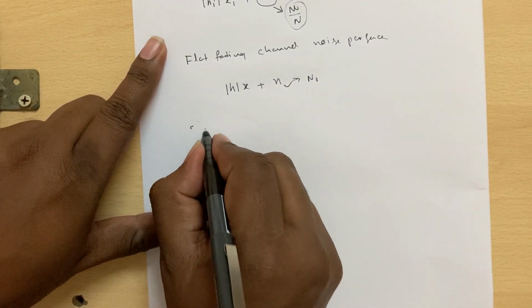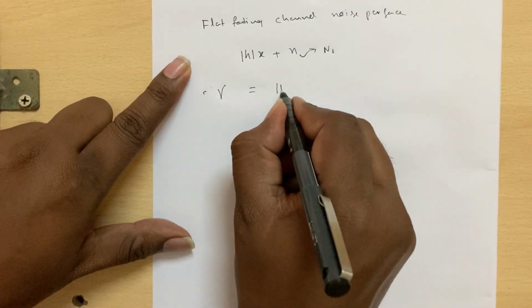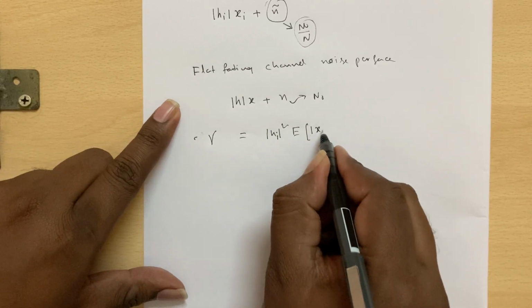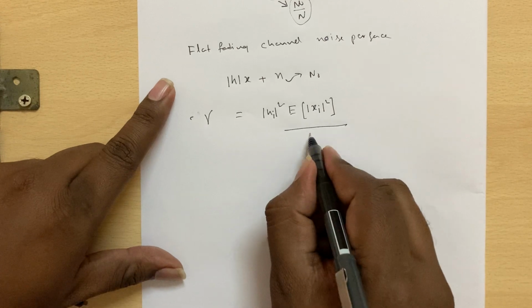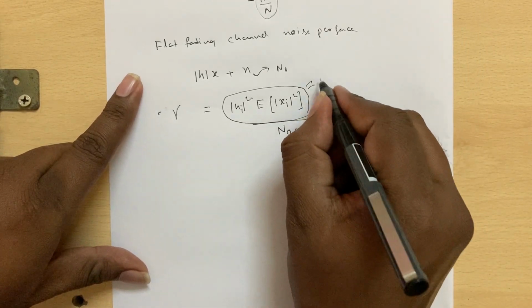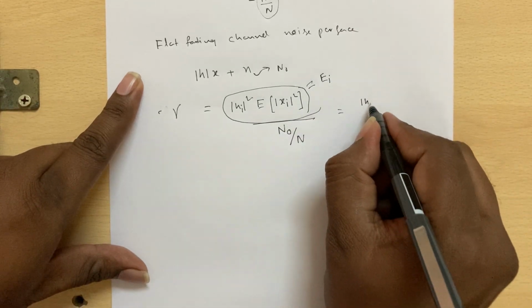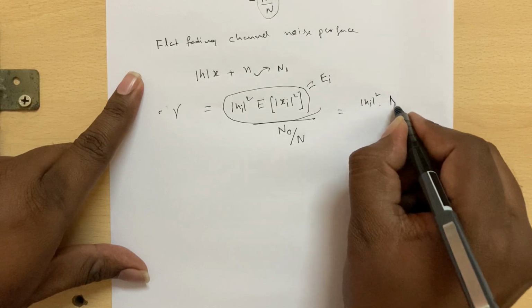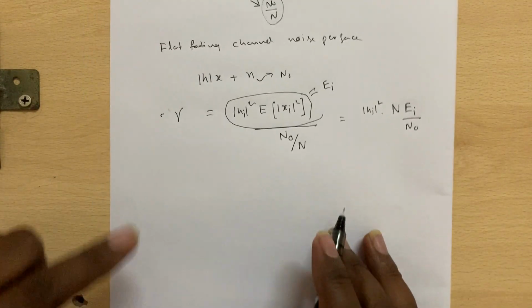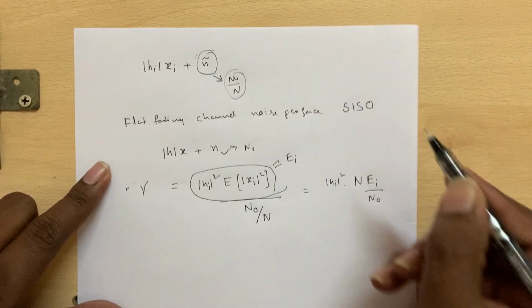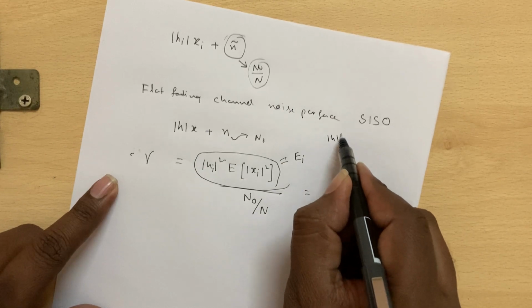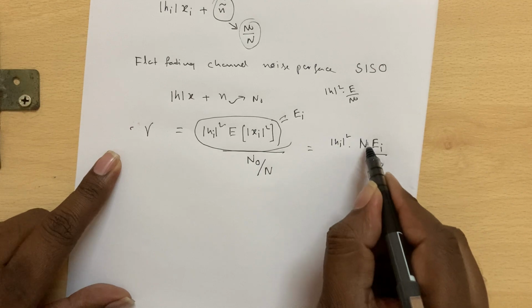Thereby, if I find the instantaneous SNR, it will be mod h_i square into the expectation of mod x_i square, which is the power of the signal part, divided by the power of the noise part, N0 by N. Taking the received symbol energy as E_i, this is mod h_i square into N times E_i by N0. Earlier with the flat fading channel for SISO communication, single input single output system, we got only mod h square into E by N0, but here we got N times E by N0.